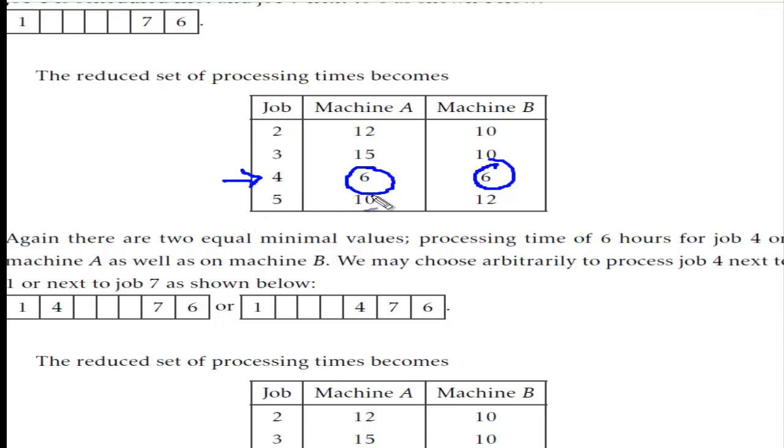In this case, when the minimum processing time I'm trying to find is with the same job in both machines, then you can do either way. Either you put this 6, job 4, at the front, or you can put job 4 at the back. So it is your choice. You can go this way or that way. Then you will remove this column, row 4.